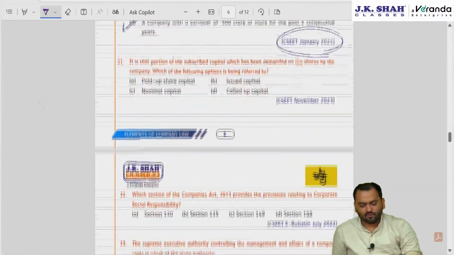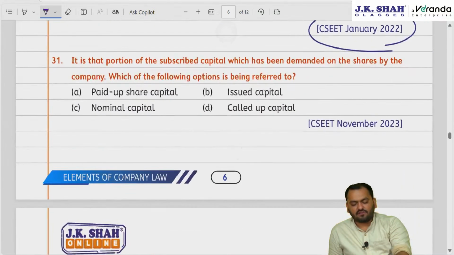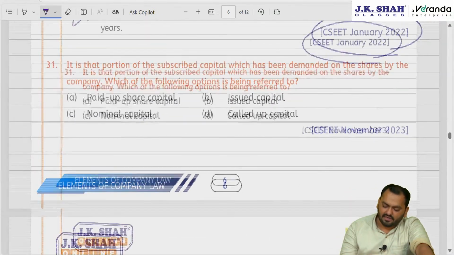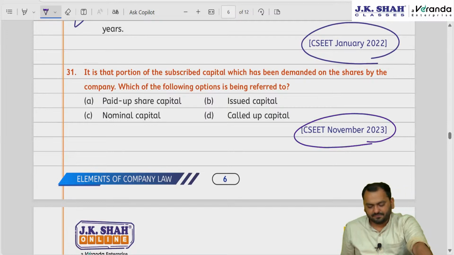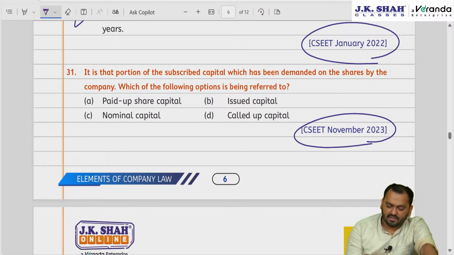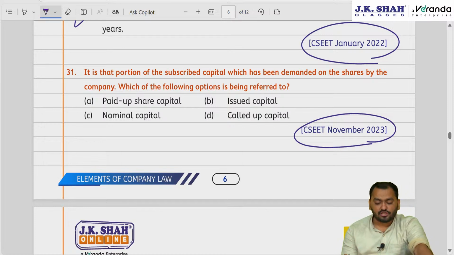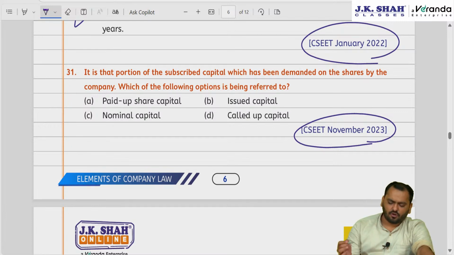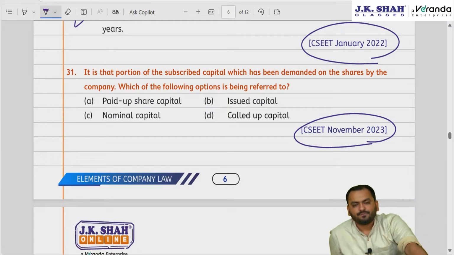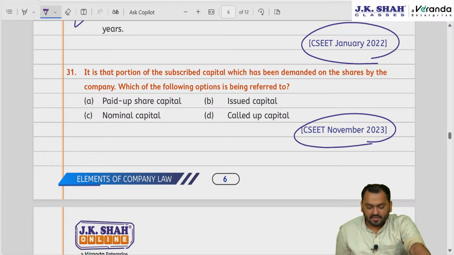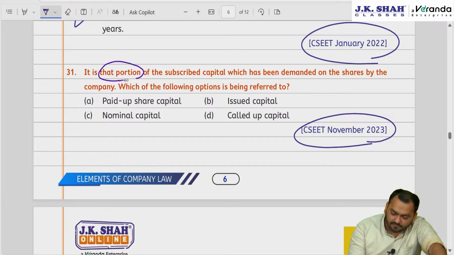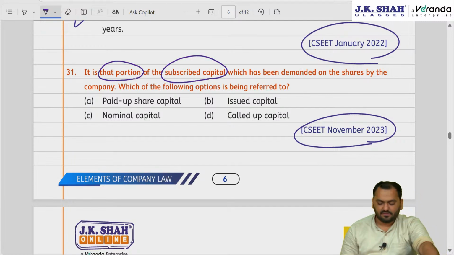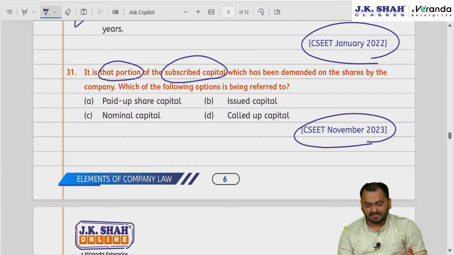Let's go to the next part. The next question is coming from the CSET November 23 question paper. It is that portion of subscribed capital which has been demanded on shares by the company. Which of the following options is being referred to? It is that portion of subscribed capital. Now I need to explain to you what this is.